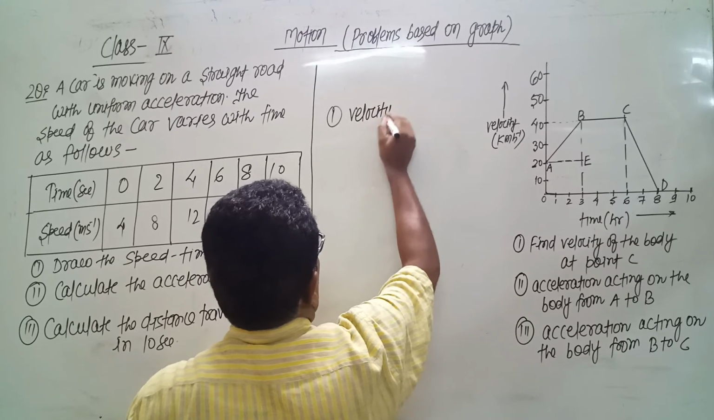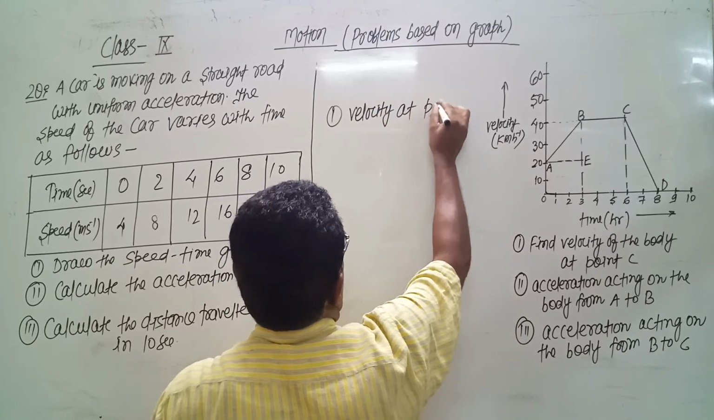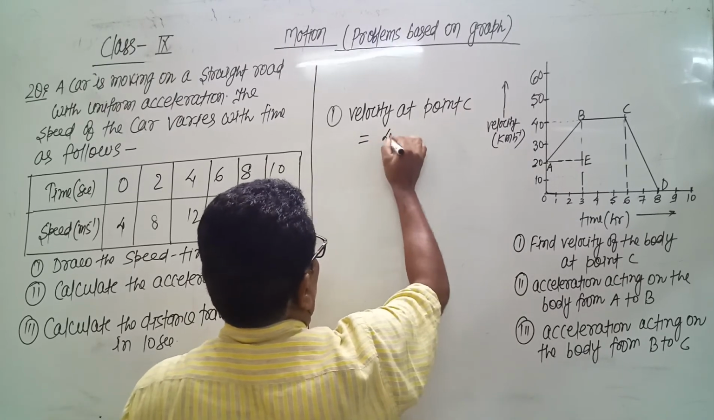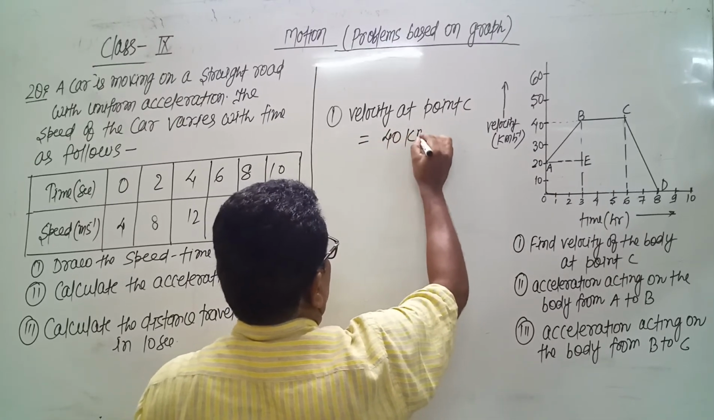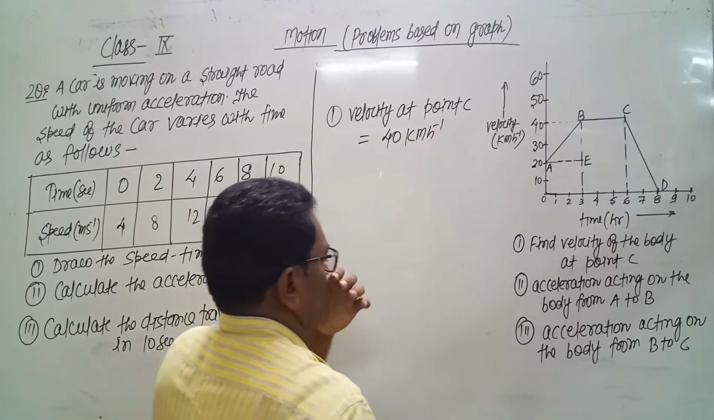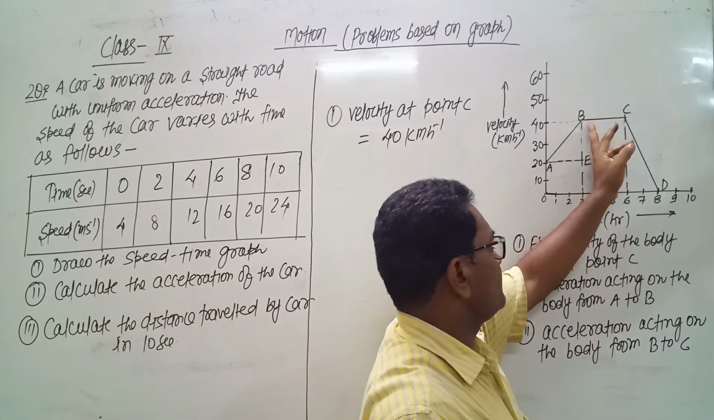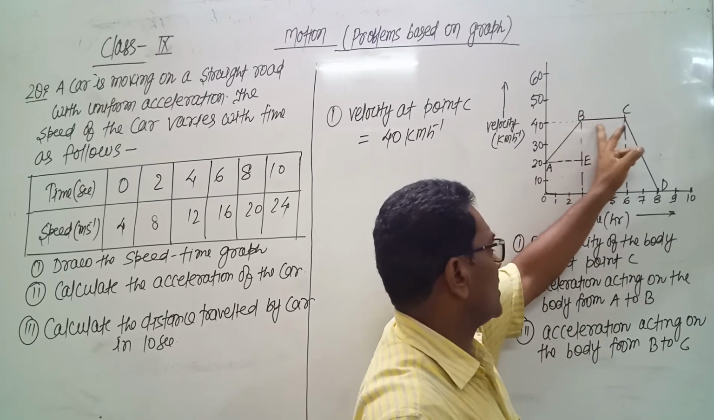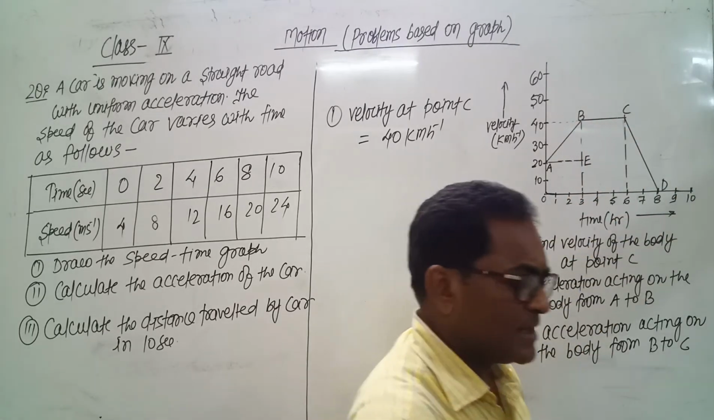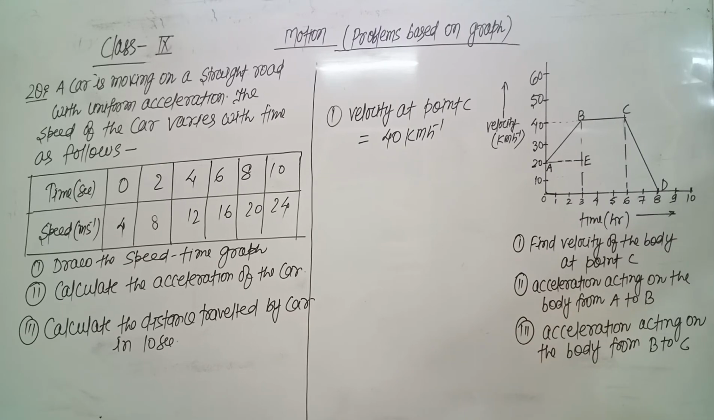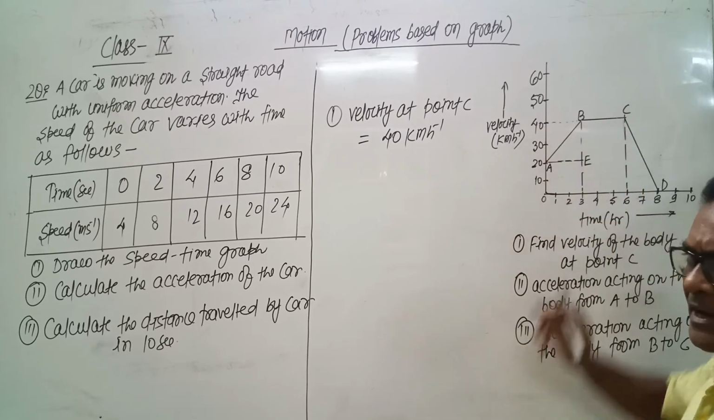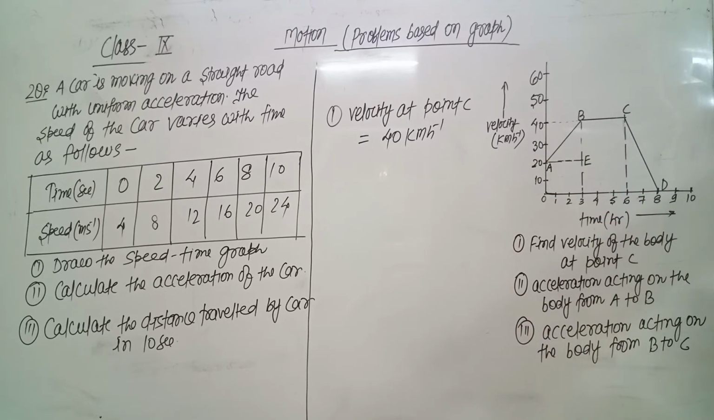So the answer of the first part: velocity at point C is equal to 40 km per hour. At point B, the velocity is 40 km per hour, and from B to C the body is moving with constant velocity, so at point C it is also 40 km per hour.